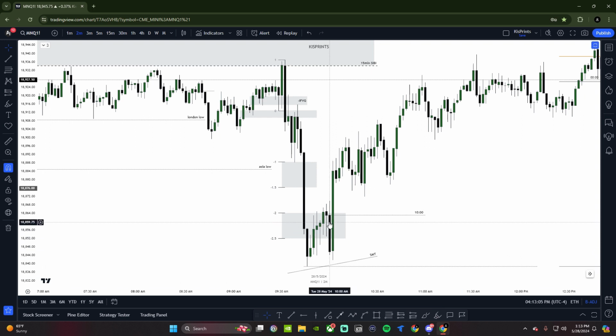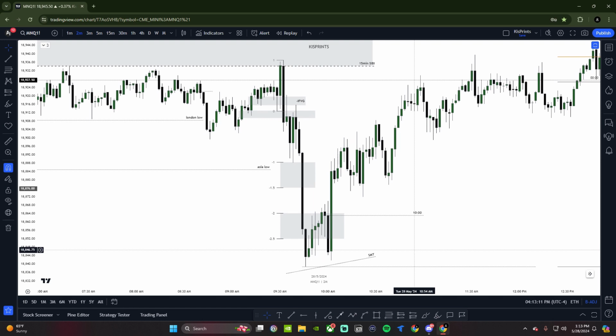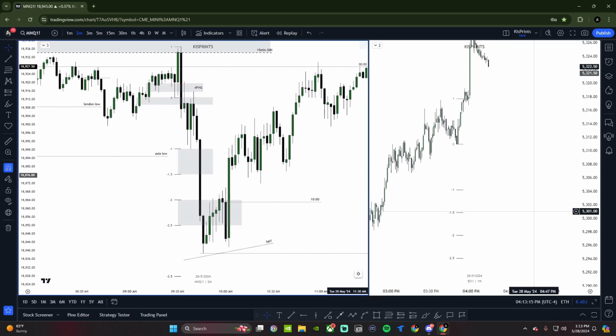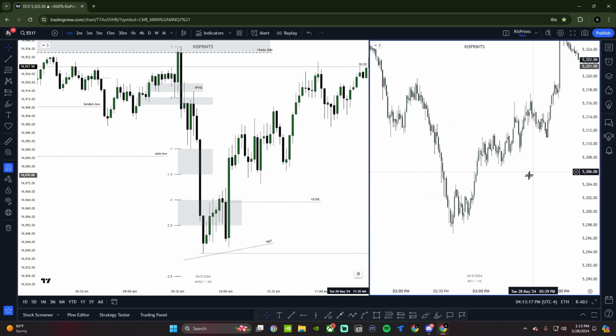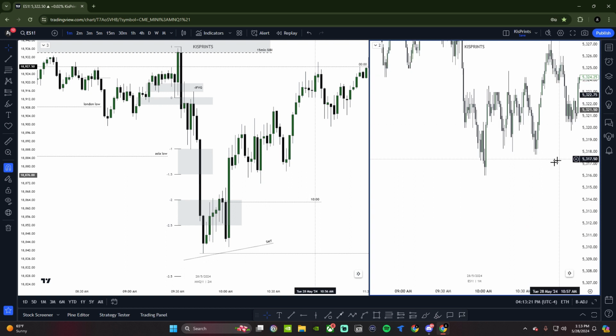So 10 a.m. opens here. We have this 10 a.m. candle here, and obviously I have SMT marked out here already. That's because we have SMT with ES. So if I bring up ES here at 10 a.m., here it is.